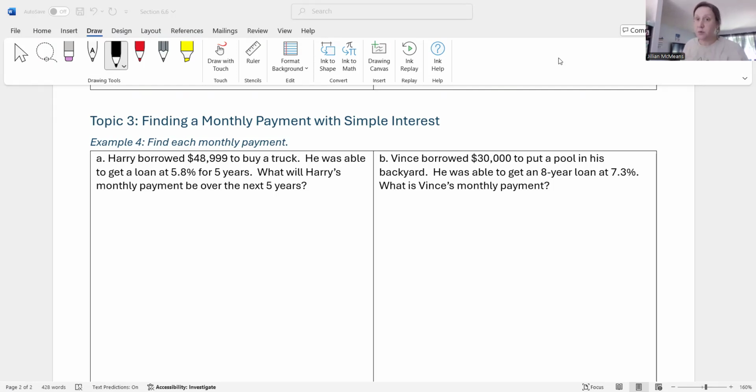Okay, so the first thing we want to do is calculate the interest. Remember the interest is the principal, 48,999, times the interest rate as a decimal, so 5.8%. We drop the percent symbol and we move the decimal to the left twice, which gives us 0.058. So we're going to take the principal, multiply it by 0.058, and then multiply it by the number of years that Harry has this loan, so 5.